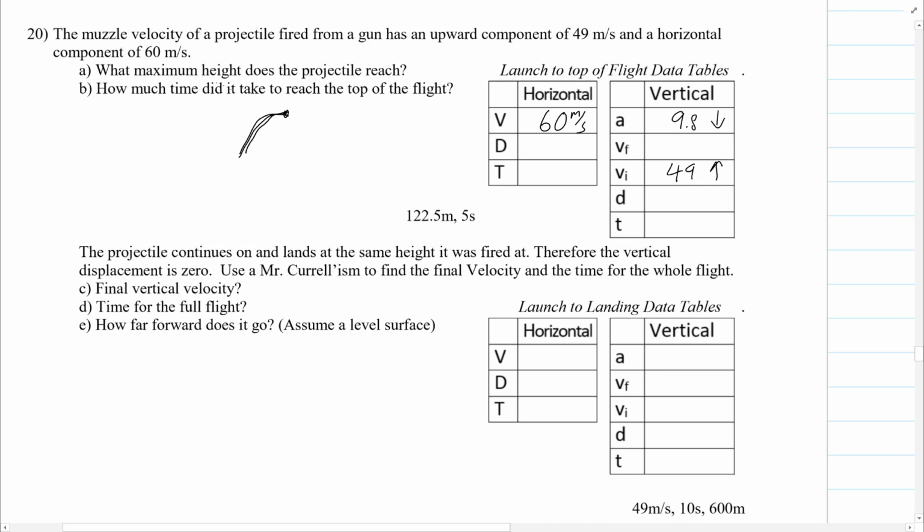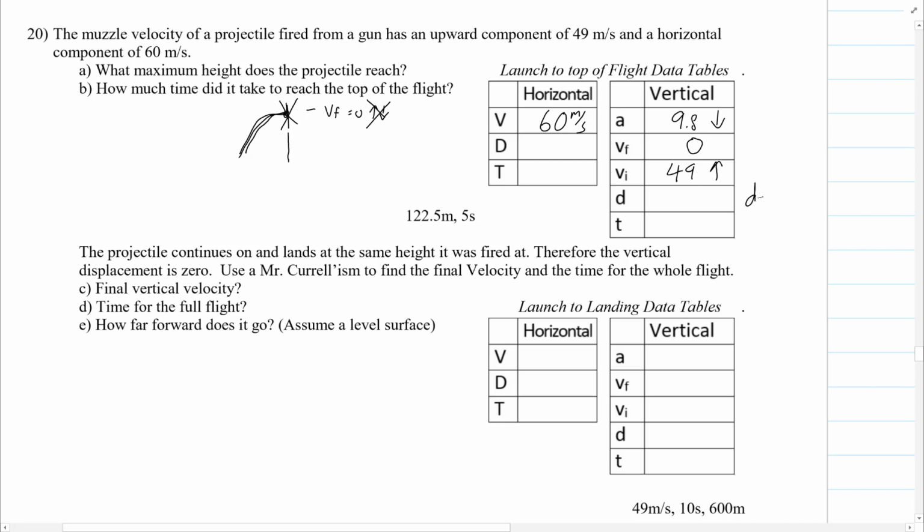Now, what's the maximum height? Well, at the maximum height, there's something special at this location. At that location, the final velocity is equal to 0. It's not going up and it's not going down. It's 0. So if that's 0, we can solve for d and t right away. We don't even need to use the 60, we can just do this.